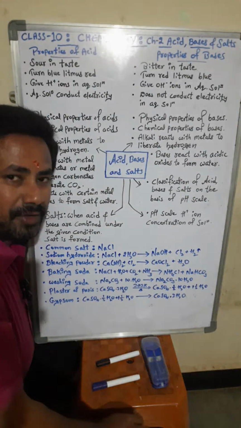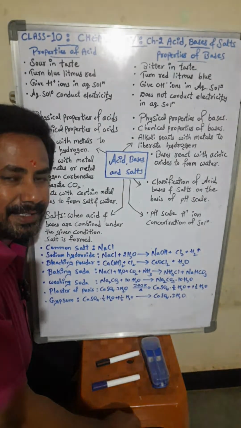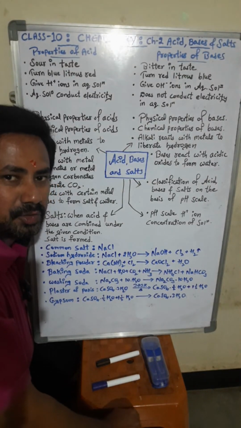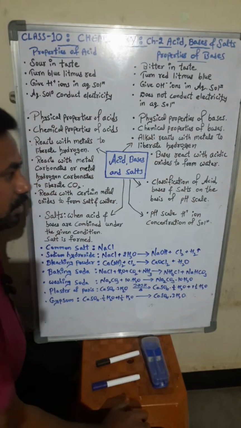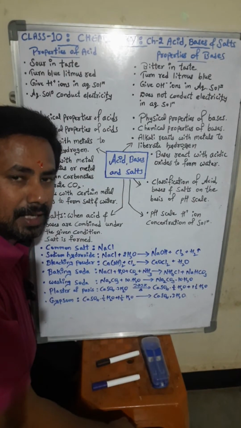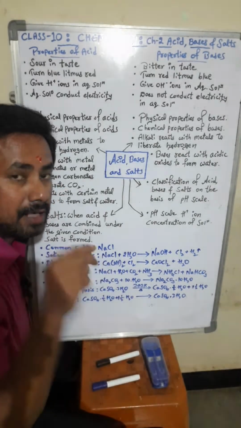The food we are eating, in that also acid is present. Some fruits we are eating. Lemon we are eating, acid is present, students. Curd we are eating, acid is present. So what do you mean by acid? What do you mean by base? And what do you mean by salts? Daily we are using salt in our food.